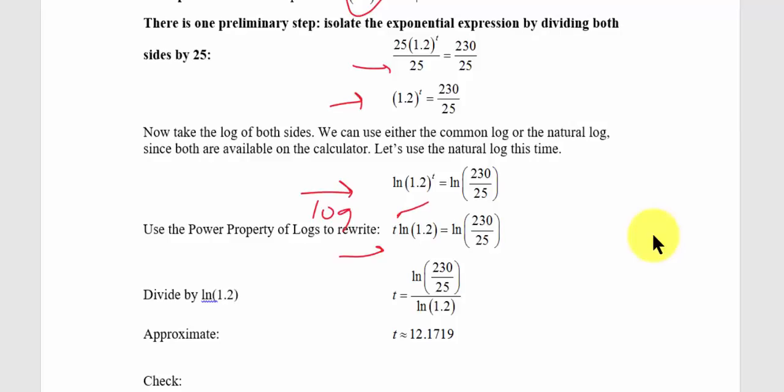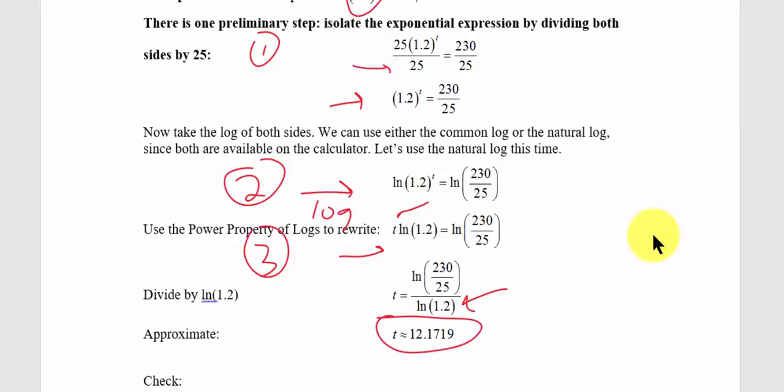All right, so if I call this, let's say, step 1, and this is step 2, step 3 would be rewriting using properties of logs, right, where we bring the t in front. Right? And then to kind of finish the problem, we want to get t by itself. We're trying to isolate t by itself. So if I divide both sides by the natural log of 1.2, we end up with t by itself.